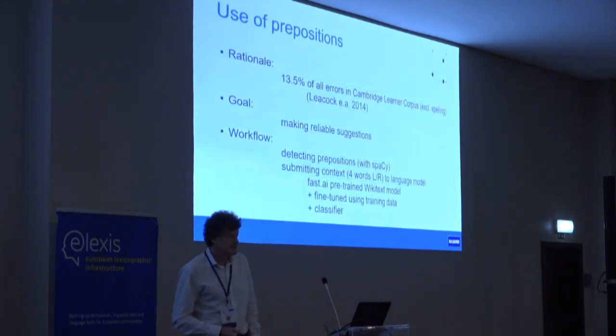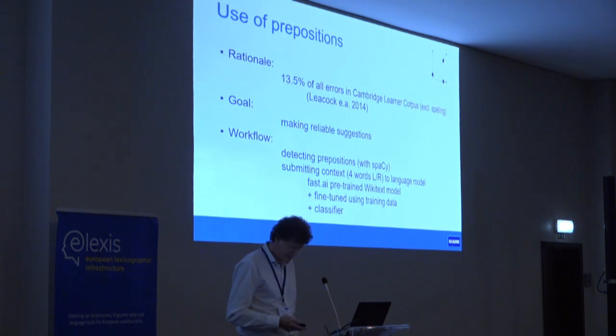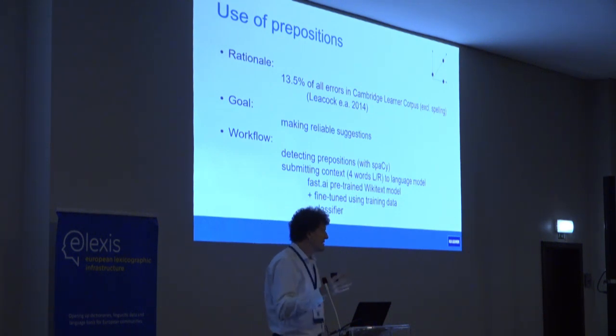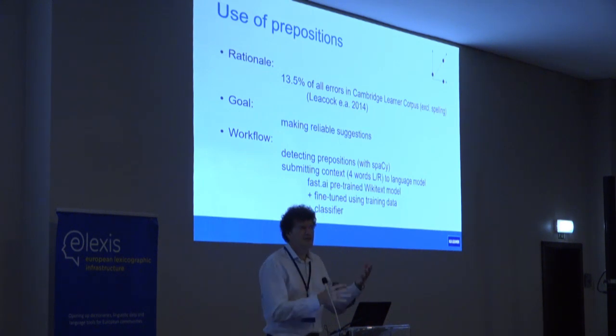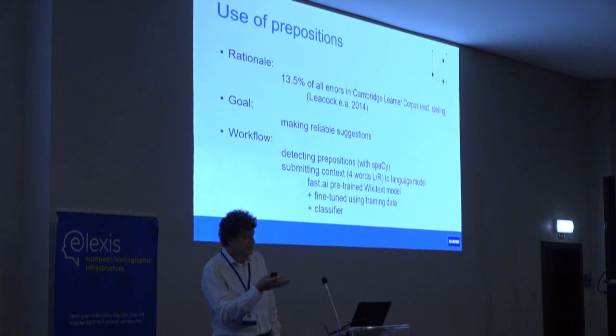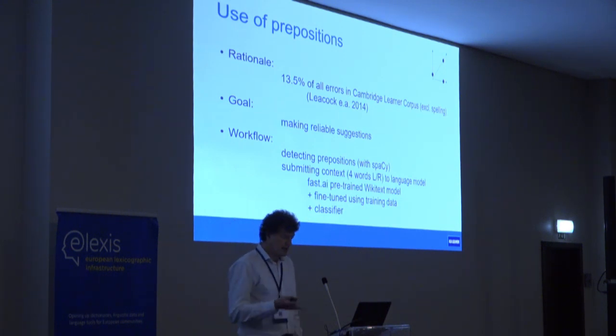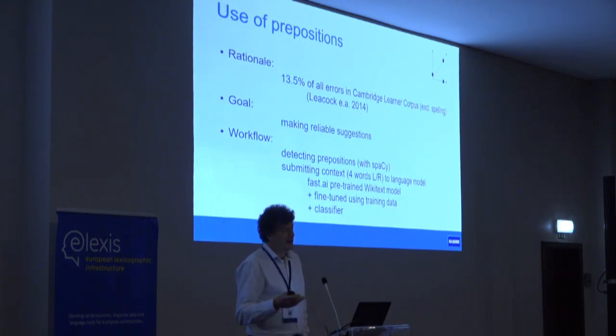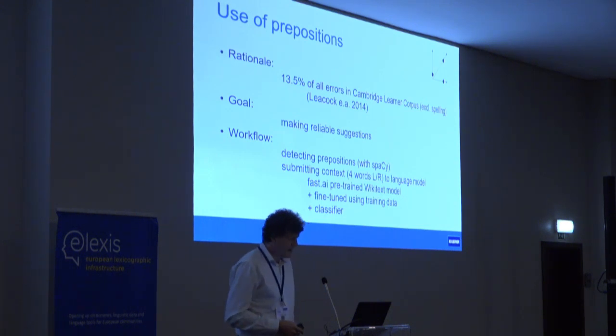The last one, and that's the flavor of artificial intelligence. Well, artificial intelligence is hot. Everybody is talking about it. We thought, well, let's try something and see if we can integrate this into a writing assistant. And we tried it on the use of prepositions in English. So according to Leacock, 13.5% of all errors in the Cambridge Learner Corpus are errors on preposition use. So it's a big problem.